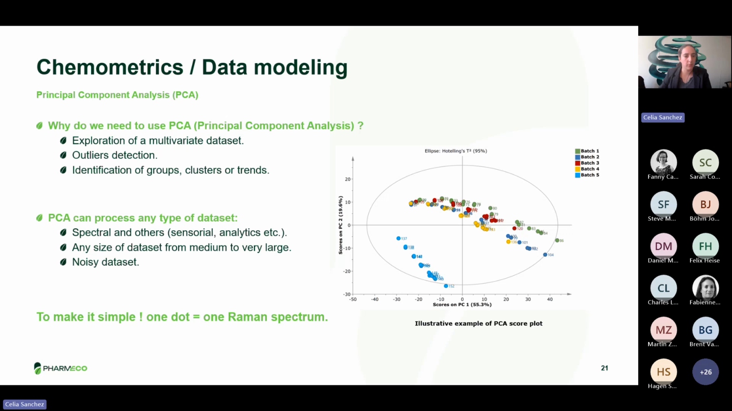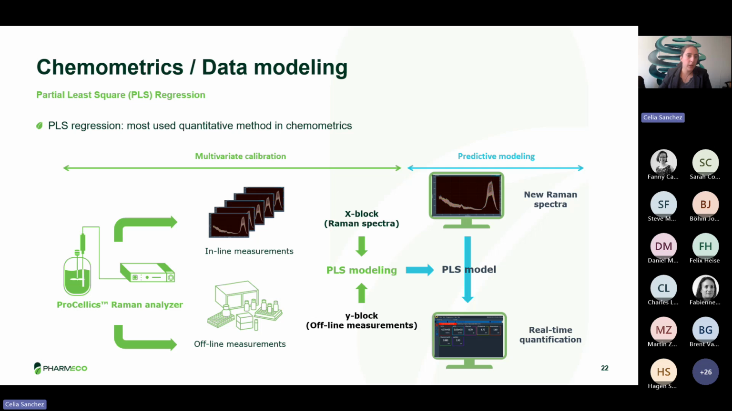Now, as mentioned by Brent earlier, what we want to do is to have quantitative measurement. So for that, we will use, in this example, the partial least square regression, which is the most used in chemometrics as a quantitative method. So how do we do that? First, we have the part for the multivariate calibration.